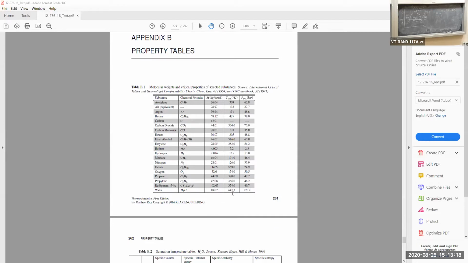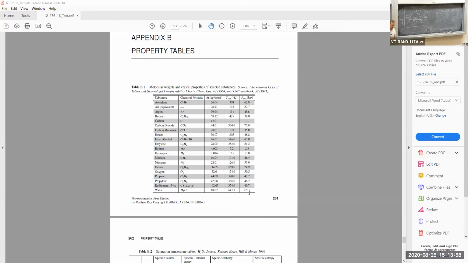For water, the critical temperature is 647 degrees C. No, I'm sorry, that's Kelvin. Absolute. 647 Kelvin, so that's about 400 degrees. Subtract 273 from that. It's actually more like 350. About 350 degrees centigrade. The critical pressure in bar, 220 bar. Basically, 1 atmosphere is a bar, so the critical pressure is approximately 220 atmospheres.